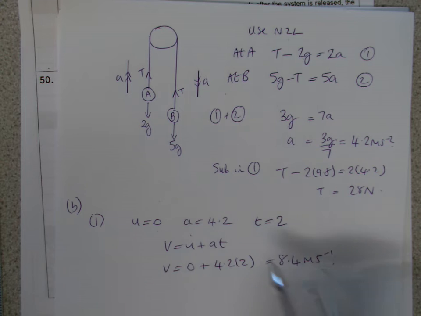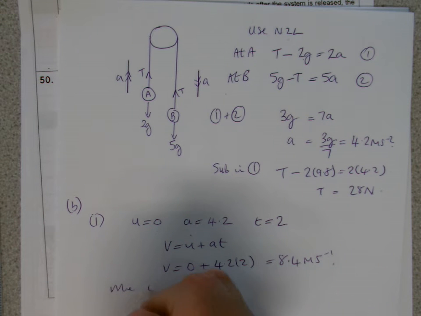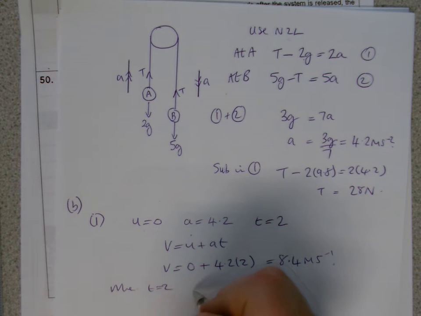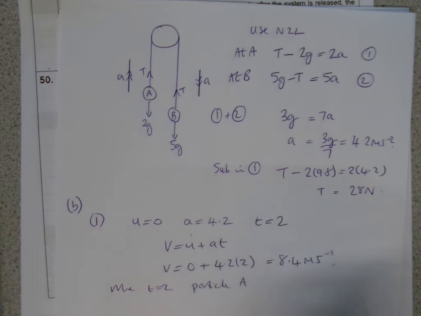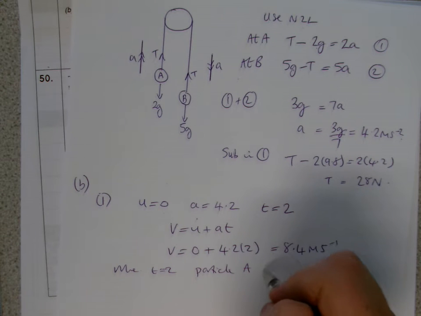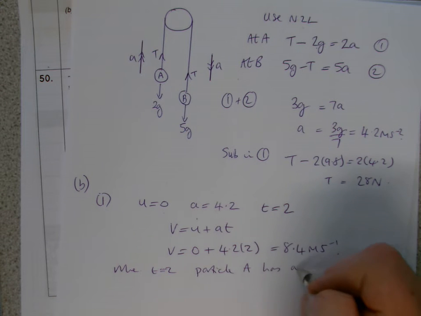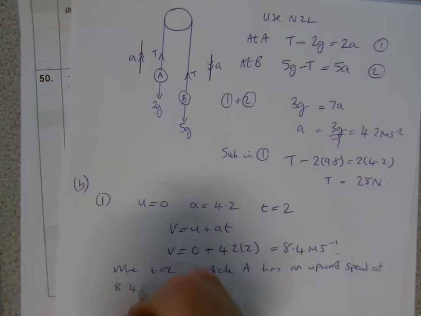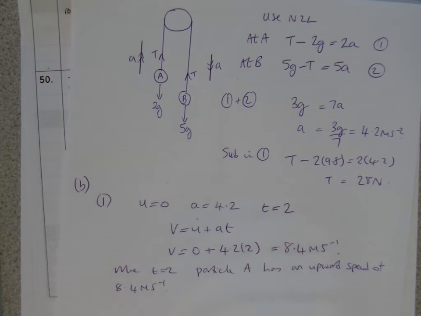Sorry, that's the velocity of object A. Okay, so when t is 2, we can say particle A, or object A, has an upward speed of 8.4 meters per second. And then the string snaps.